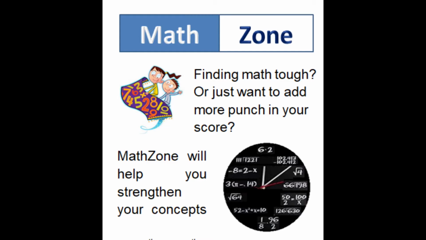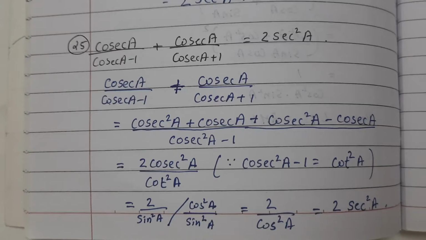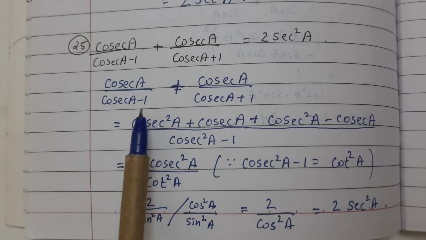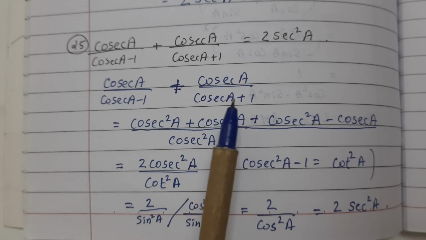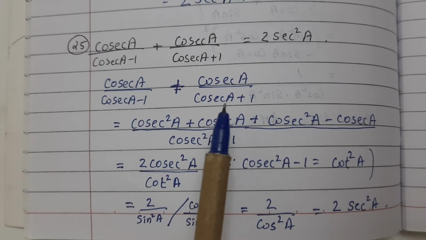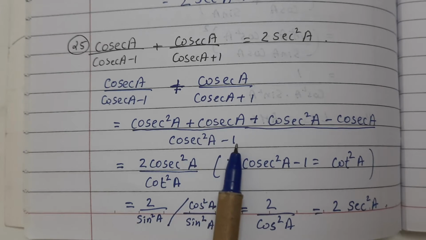Selena, Class 10, Chapter 21, Trigonometrical Identities. Sum number 25. Left hand side equal to cosec A upon cosec A minus 1 plus cosec A upon cosec A plus 1. LCM of the denominator is cosec A minus 1 into cosec A plus 1, which is equal to cosec square A minus 1.